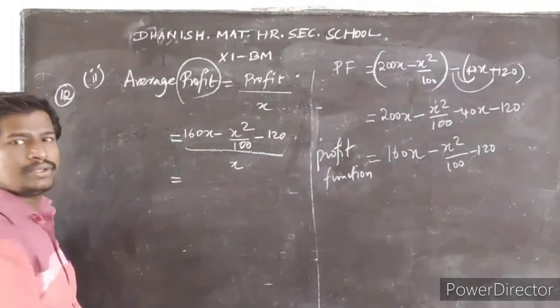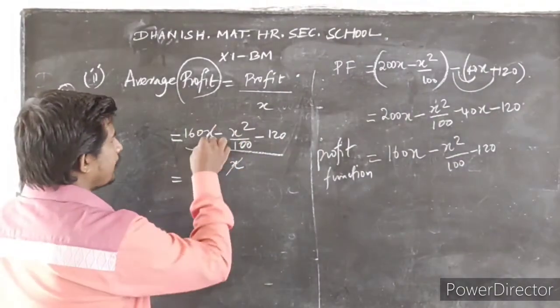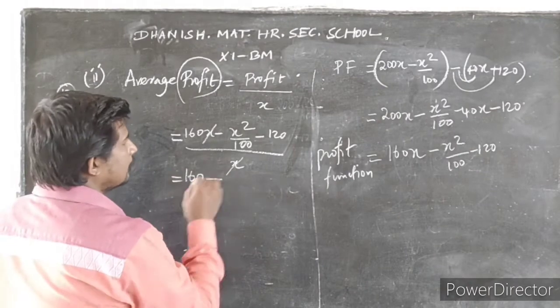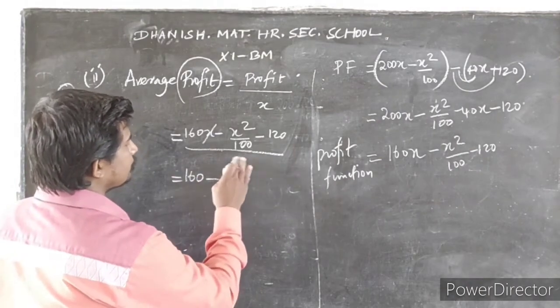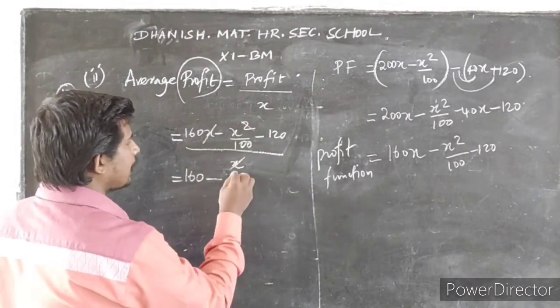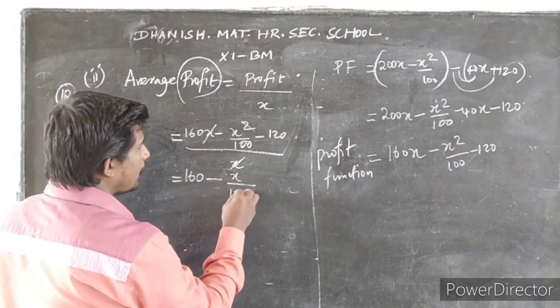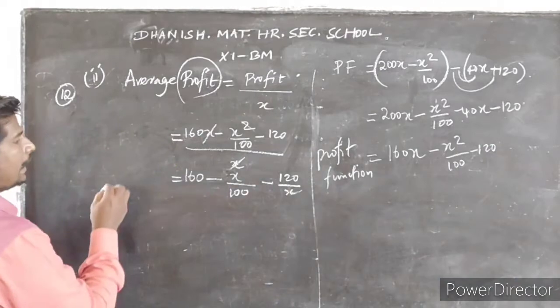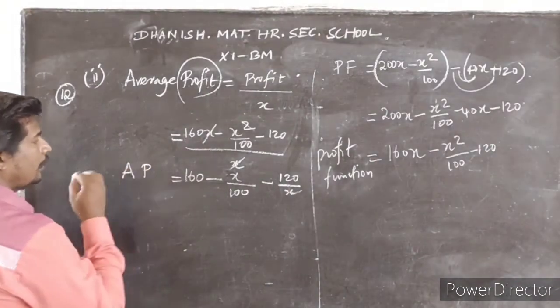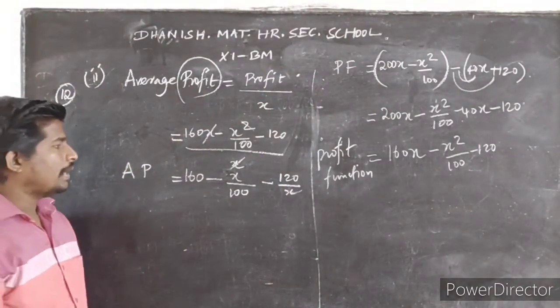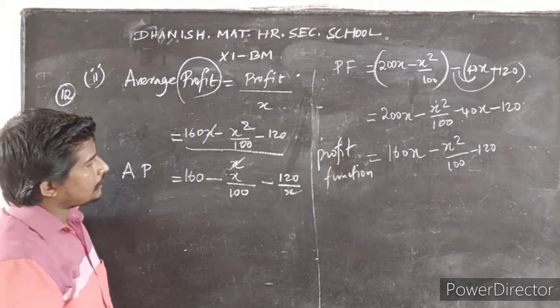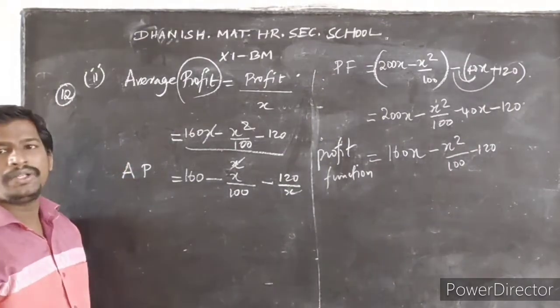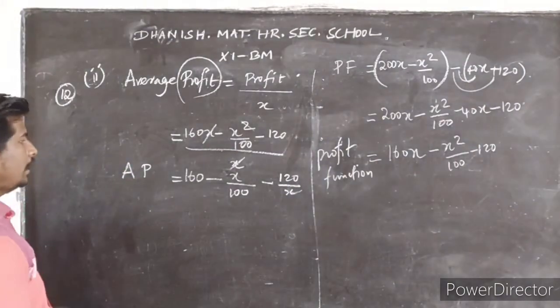So this is equal to, x will get cancelled. So 160, here one x cancelled. So we will have x by 100 minus 120 by x. So our average profit is 160 minus x by 100 minus 120 by x.